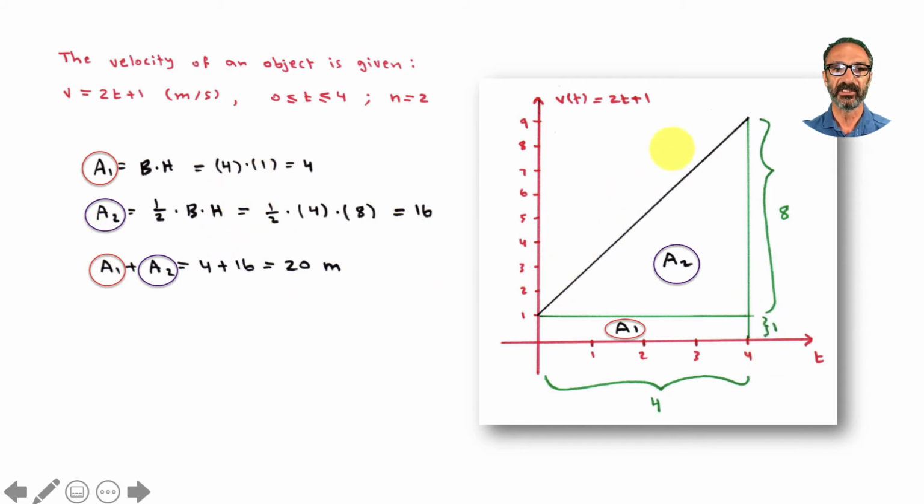And area 2 is a right triangle, half times base times height, half times 4 times 8. From level 1 to 9 is just 8. And the answer is 16. 4 and 16, add up the areas, 20 is the actual. It looks like the midpoint was also actual because it was balancing both.